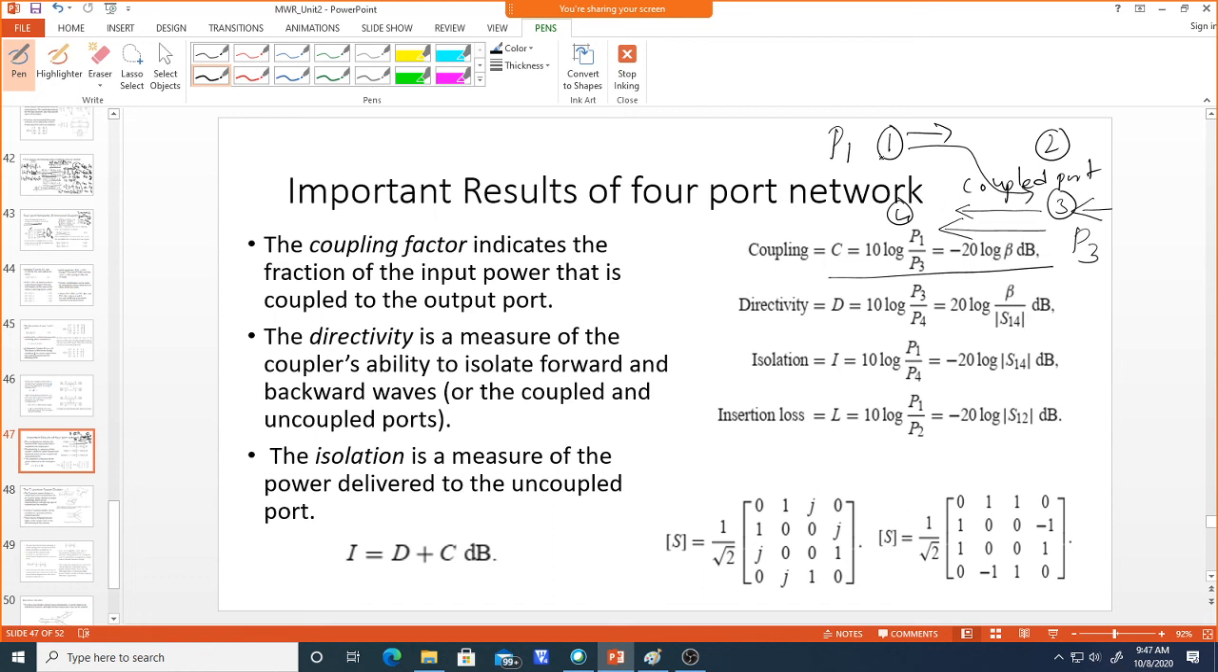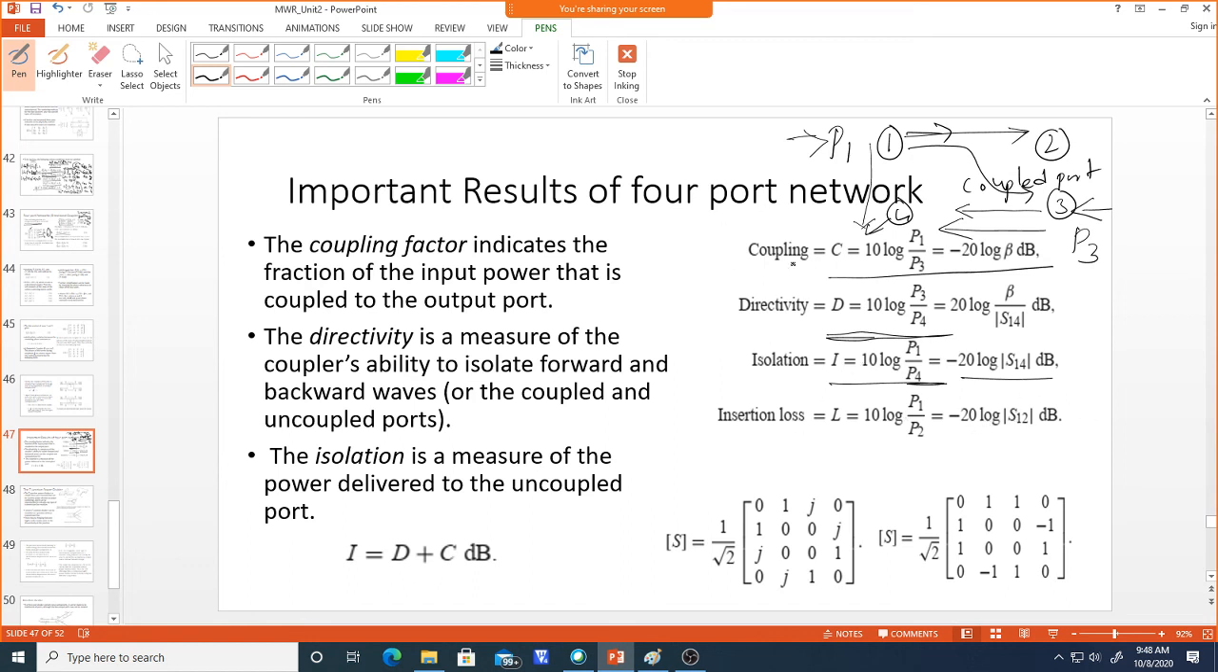And S14 is actually the isolation, the ratio of this beta, the coupled port, to the isolation, which will give the directivity. Or you can take this equation directly, which is better to understand how much power is coming from 3 to 4. And isolation, as I said: if I feed the power at port 1, what is the power at port 4? That is the isolation. So how much port 4 is isolated from port 1, that is what we get as the isolation. And also insertion loss is directly how much power goes from 1 to 2, like directivity. So we can consider it as S12.